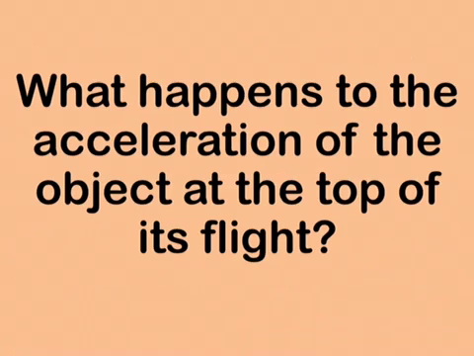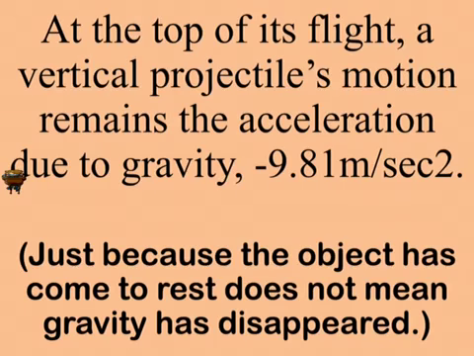What happens to the acceleration of the object at the top of its flight? Well, we know that its velocity goes to 0, so does that mean its acceleration also goes to 0? Well, we know that can't be the case, because if its acceleration went to 0 at the top of its flight, there would be no reason for the object to come back down. It must still be undergoing the acceleration due to gravity, and that is why it falls back downward. Notice the acceleration due to gravity is 9.81 meters per second squared.